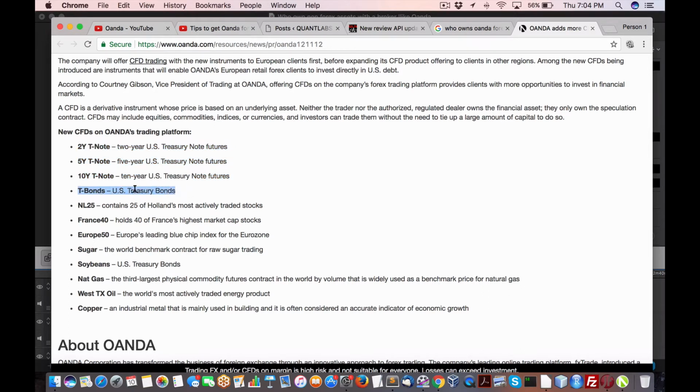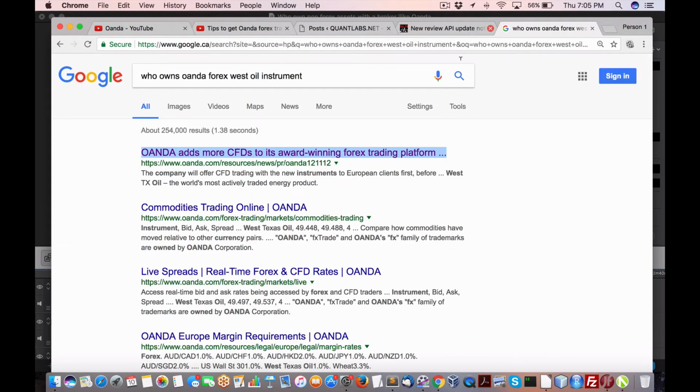So we can also do treasury bonds. Treasury bonds, I believe, is a million plus face value contract. Here we got access to some European stocks, 50, France, 40, okay. Sugar, so we get some agriculture, cool. Natural gas, West Texas, and copper. So that's pretty good.